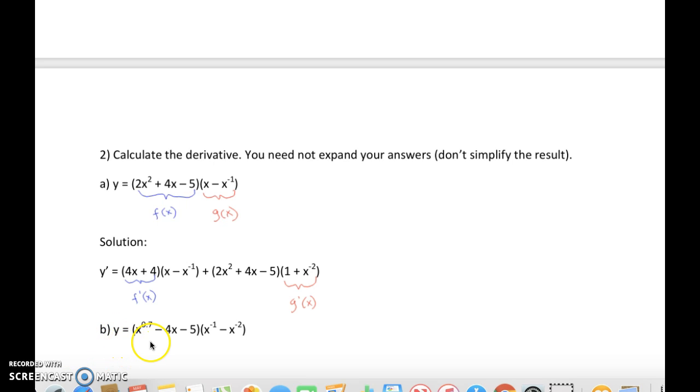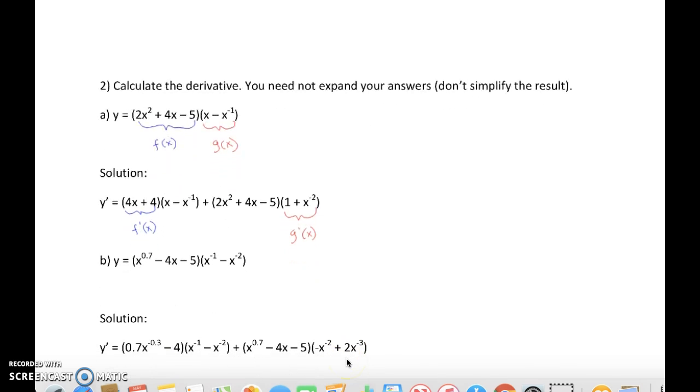So here we have y is equal to x to the 0.7 power minus 4x minus 5 times x to the negative first minus x to the negative second. And if you haven't noticed from your homework so far, a lot of times we end up with these really weird exponents, or our bases are not necessarily whole numbers, right?